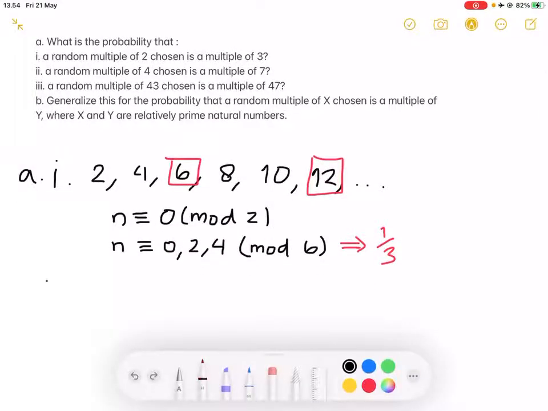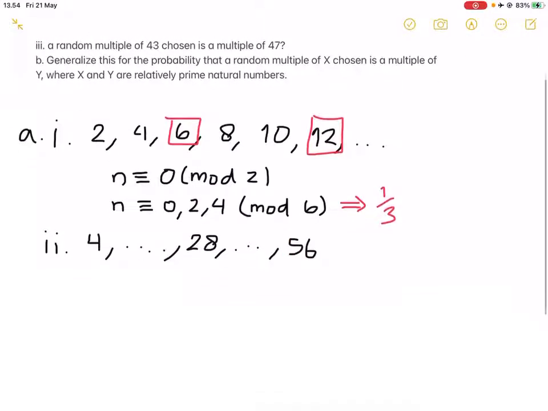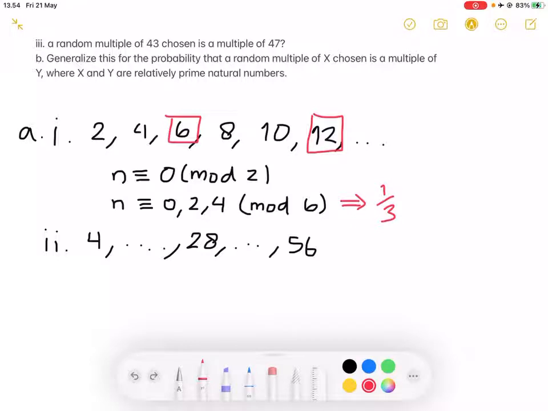We can do the same technique for part 2. We can write the first few multiples of 4, or perhaps I'll skip a bunch of them. We can stop at, for example, 28, and then we can continue to 56. Now, I've skipped some of these because 28 and 56 are the numbers that satisfy our criteria. And you may notice that the number of multiples of 4 up to 28 is 7. So there are 7 multiples.